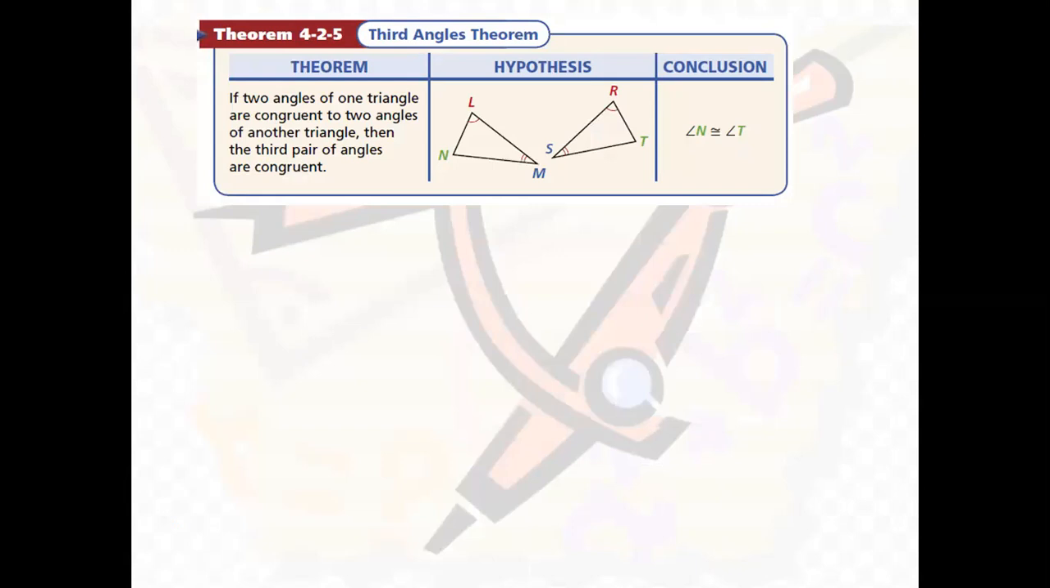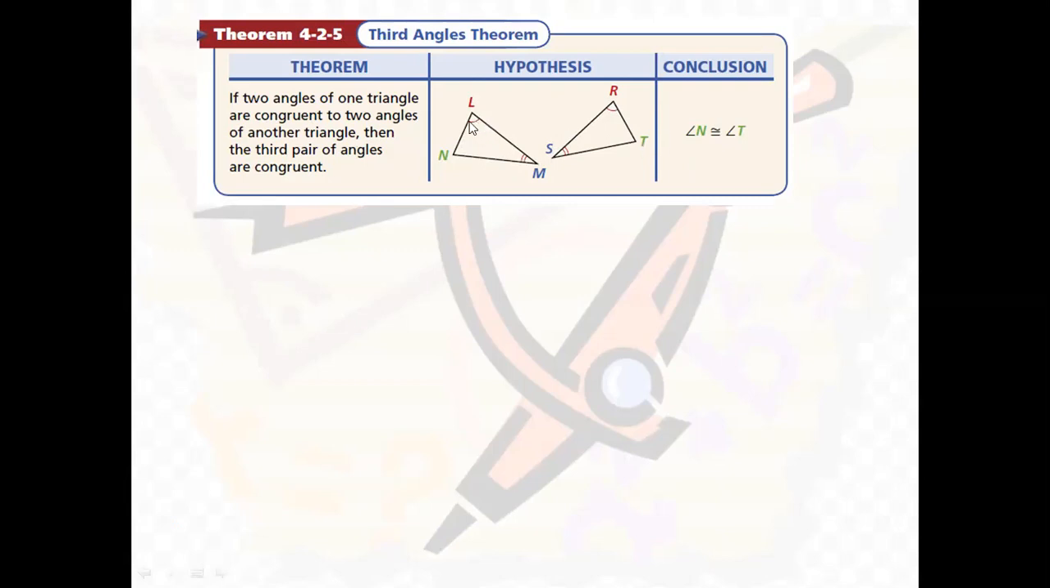So altogether in this lesson, there are 3 theorems and 2 corollaries, right? So another theorem is the third angles theorem. What does the third angles theorem say? It says that if two angles of one triangle are congruent to two angles of another triangle, then the third pair of angles are congruent. Let me make it simple for you. If you have two triangles, and in them one pair of angles are equal and another pair of angles are also equal, then the third angle will automatically be equal, or congruent, to that angle.